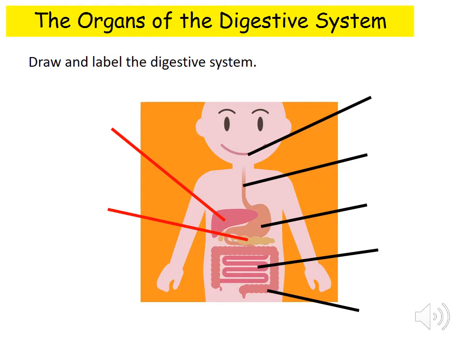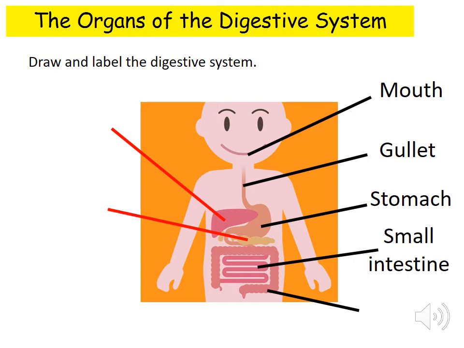So let's go through these. So we start off with the mouth. Remember, we talked about mechanical digestion taking place, the mouth chewing the food. The food then goes down the gullet to the stomach, okay, where it's mixed with acid and an enzyme called protease. The food then goes from the stomach into the small intestine. Now, the small intestine is very, very long, but because it's smaller in diameter, we call it the small intestine. And then it goes to the large intestine, which is much shorter in length, but it is much, much thicker.